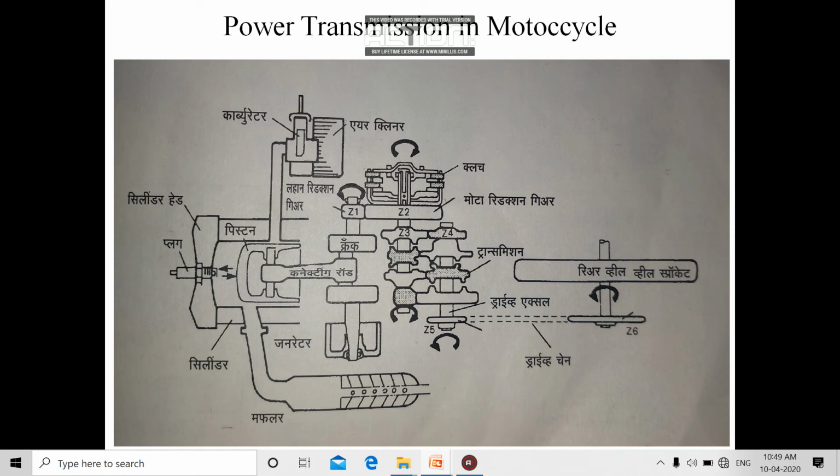Okay, so we already know this diagram which is presented on the slide. We just have to remember how exactly power transmission takes place in the case of a geared motorcycle. So let's see, there is a piston which is reciprocating inside the combustion chamber or inside the cylinder. The piston is connected to the connecting rod through the gudgeon pin. The other end of the connecting rod is connected to the crankshaft.